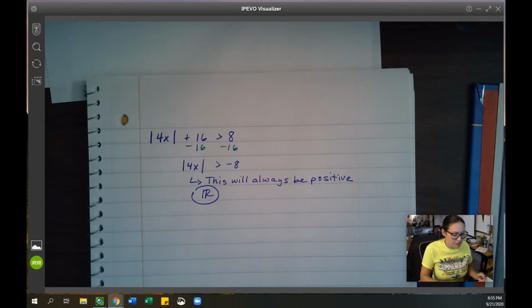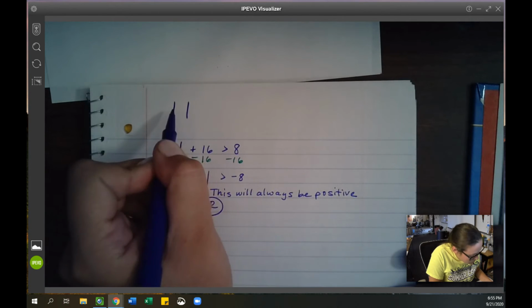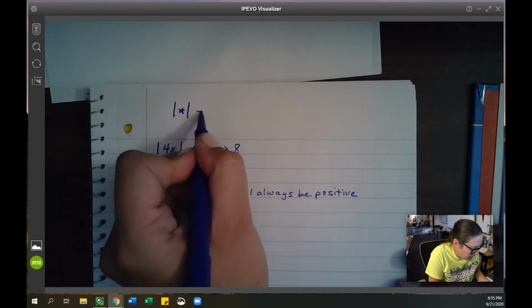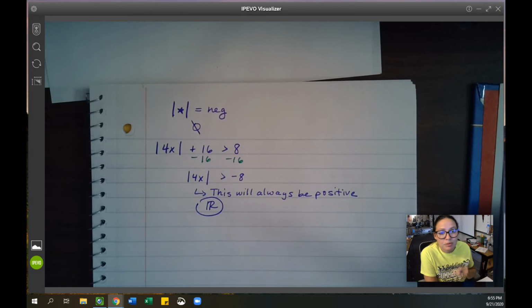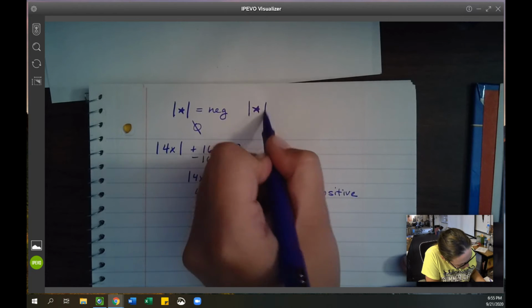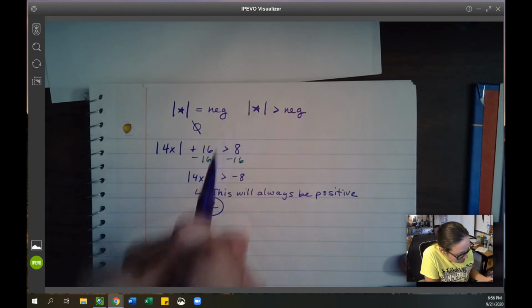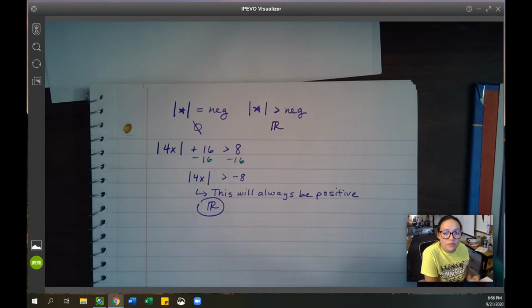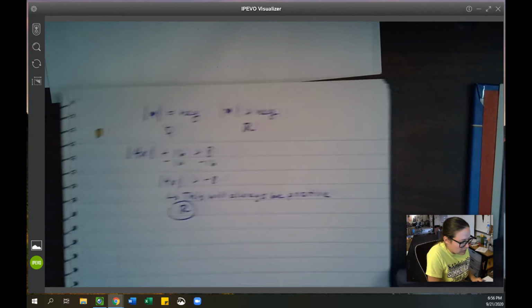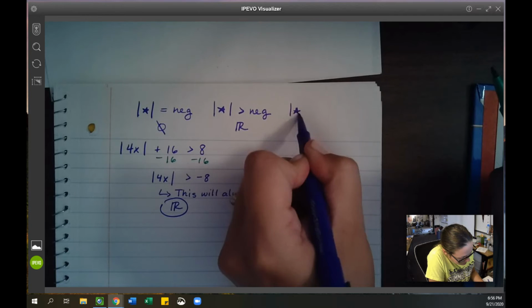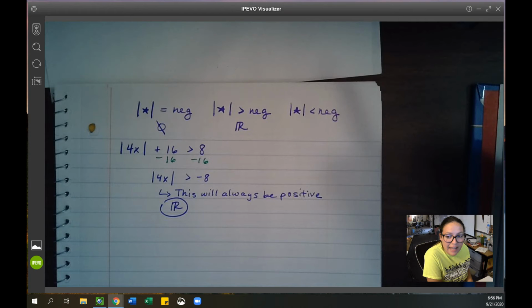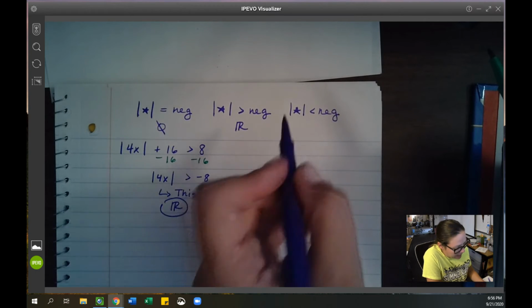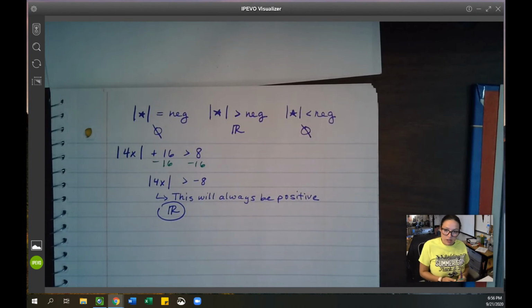Okay, so let's kind of summarize this. If I have an absolute value of whatever, and it's equal to a negative number, that is a no solution. An absolute value can't equal a negative number. If I have an absolute value that's greater than a negative number, that's always true. That will be all real numbers. Now, let's talk about the other scenario. I have an absolute value that's less than a negative number. Can an absolute value be less than a negative number? No, it cannot. So this will be no solution.